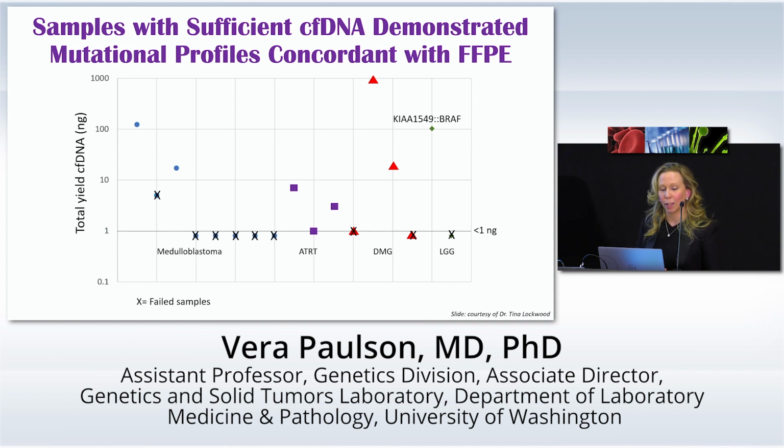And for all of those cases that were successful, about half failed. But for the half that succeeded, all of those alterations were actually concordant with FFPE, including a BRAF fusion. Fusions are notoriously difficult to pick up, which is why I'm highlighting our ability to detect these.